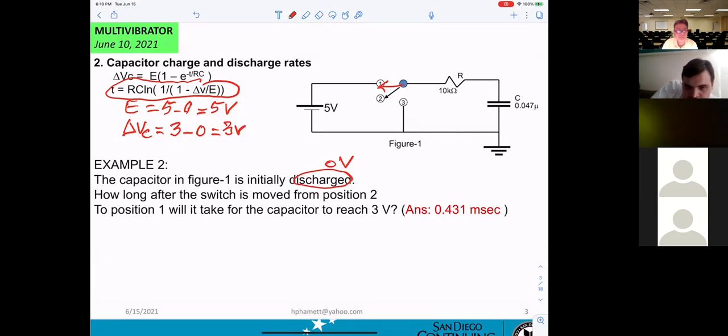No, my question is, in the earlier example number 1, we used the delta VC formula. Delta VC is equal to E times (1 minus e to the power of negative t over RC). In that case, time was given, but here we don't use the same formula to find delta VC. In the first one, they ask for the voltage charging on the capacitor. On the second one, they ask for the time. For the capacitor, how long does it take to charge up to 3 volts?